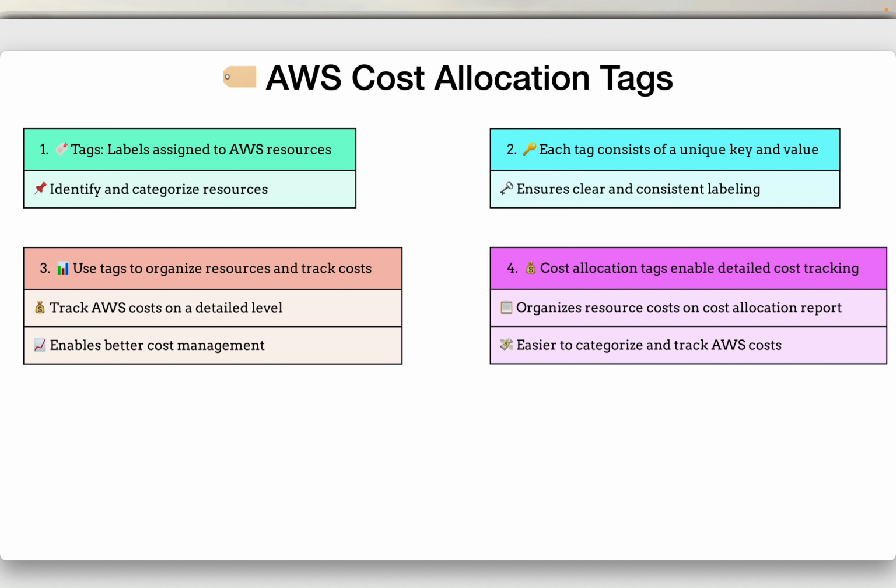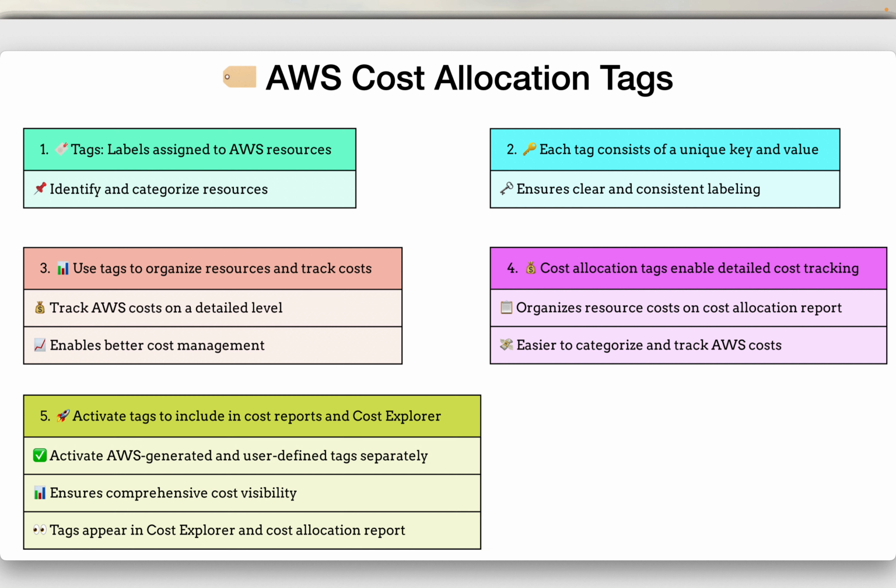Fourth, after activating cost allocation tags, AWS uses them to organize your resource cost on your cost allocation report. You must activate both AWS generated and user defined tags separately before they can appear in Cost Explorer or on a cost allocation report.